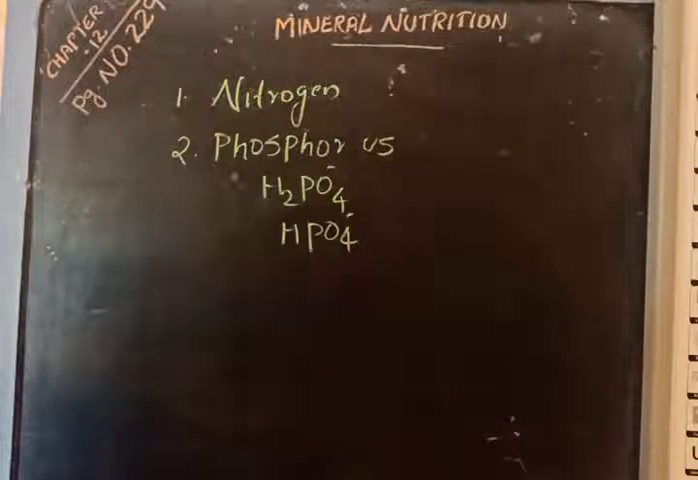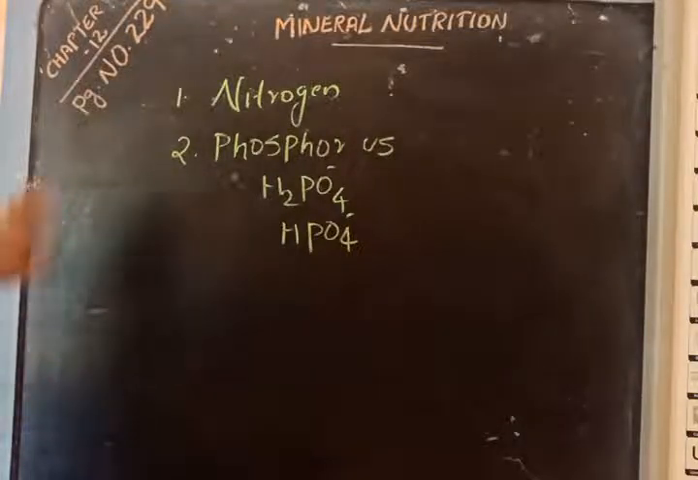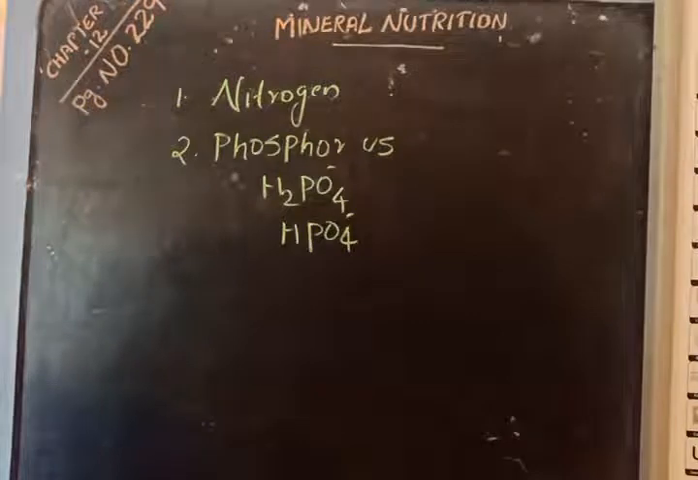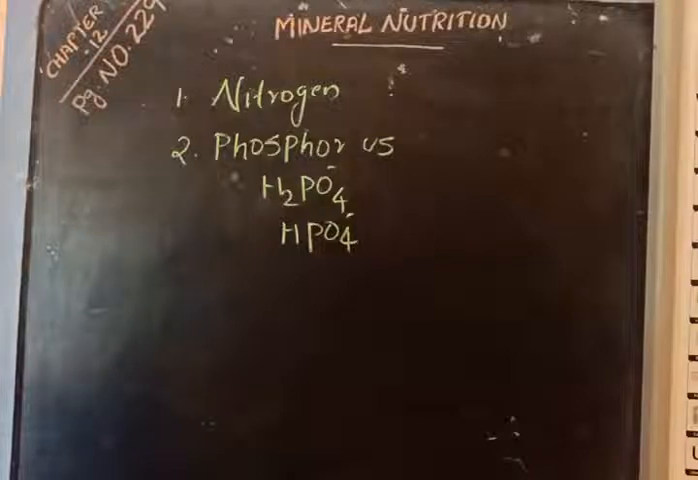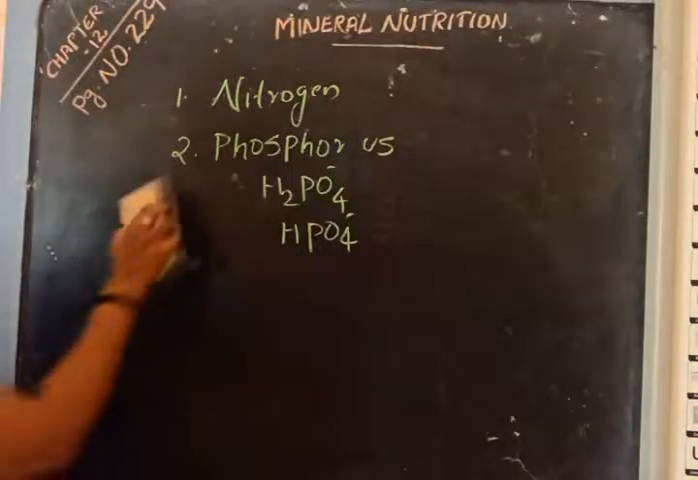fruit ripening. Now look, the deficiency symptoms of both nitrogen and phosphorus include anthocyanin formation as well as stunted growth. So if you prepare that table and study by comparison, you can easily recognize them. Then the third macronutrient is potassium.